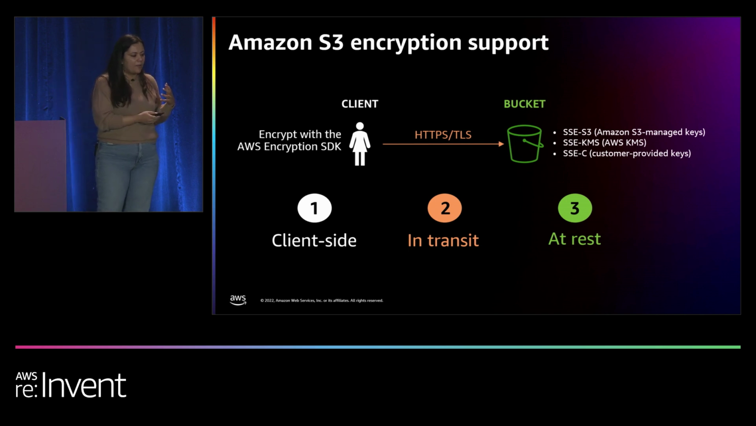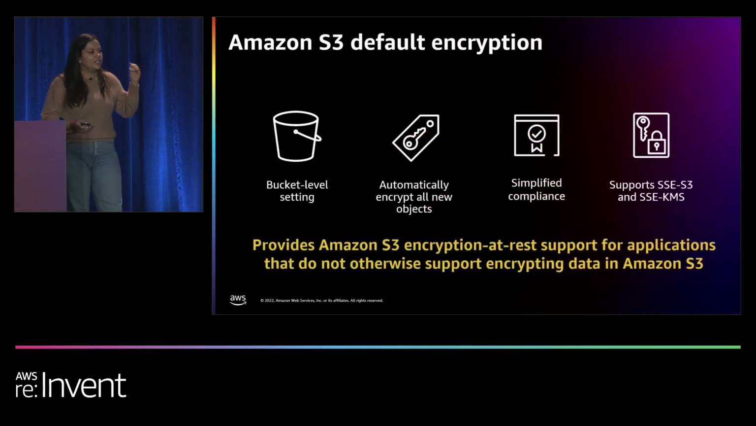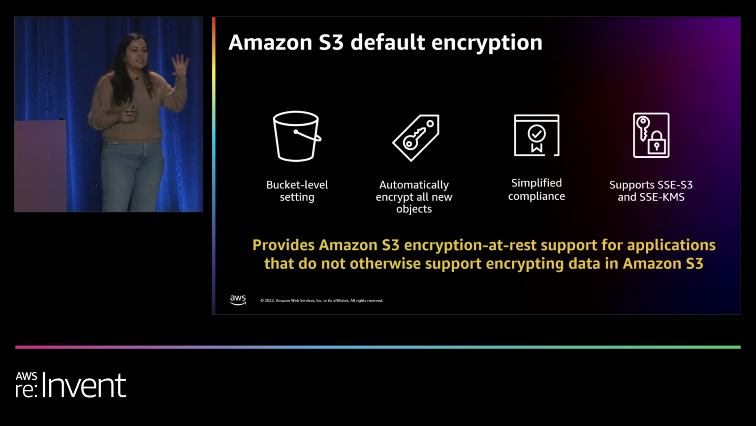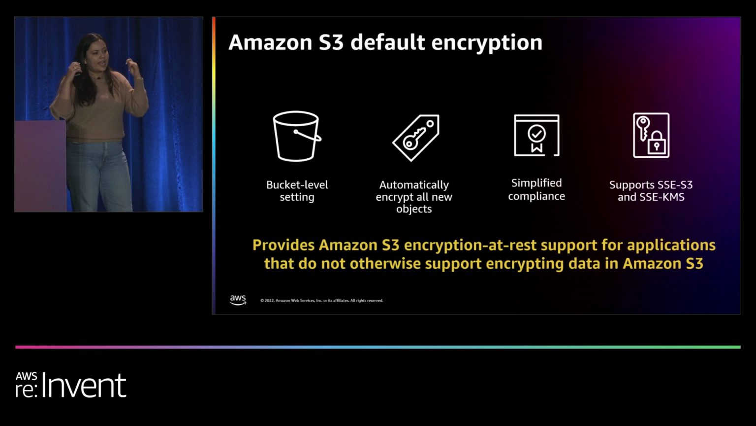So with that, I want to talk about Amazon S3 default encryption. This is a feature that we highly recommend, which is a simple bucket level setting that mandates all your uploads in a bucket are being encrypted by default. You can choose SSE-S3 or SSE-KMS as your default encryption at rest setting. And it can be used for applications that do not support specifying encryption for each and every data upload.